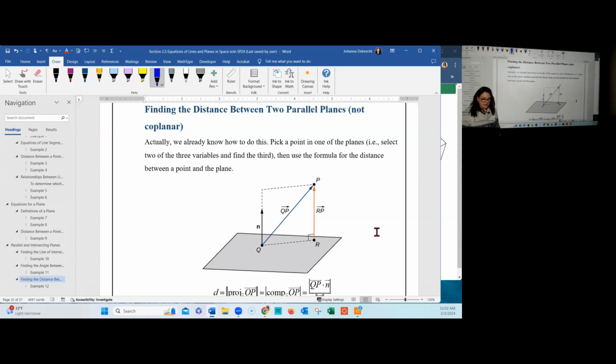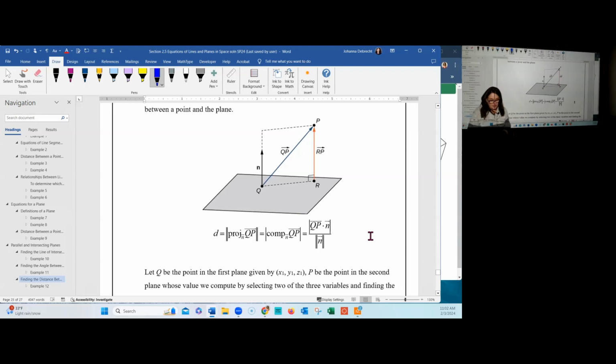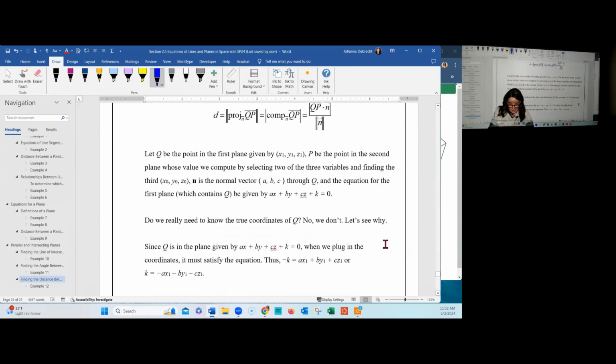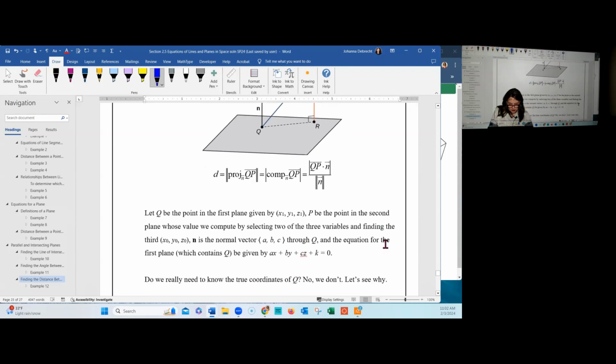It's the same process. So the distance D is going to be the absolute value of the dot product between Q and P divided by the magnitude of the normal vector of one of the planes. So again, this is the projection of this QP vector onto the normal vector, which gives us that perpendicular distance there. And we have one last example that we can go through. Now this one, when you prove it, it gets a little bit more complicated.